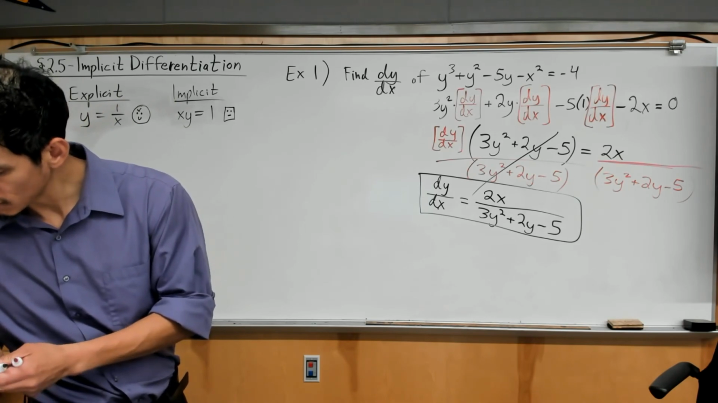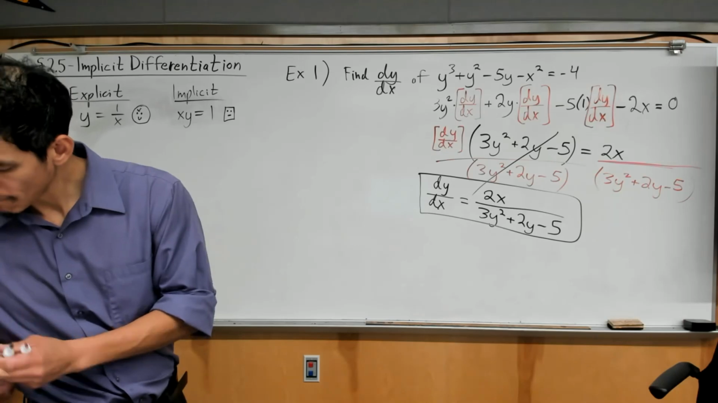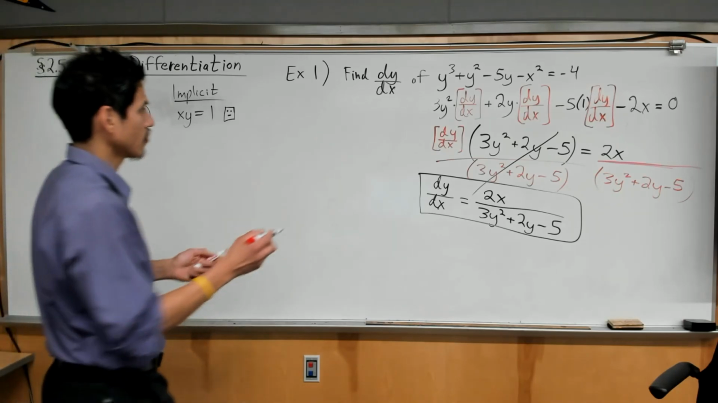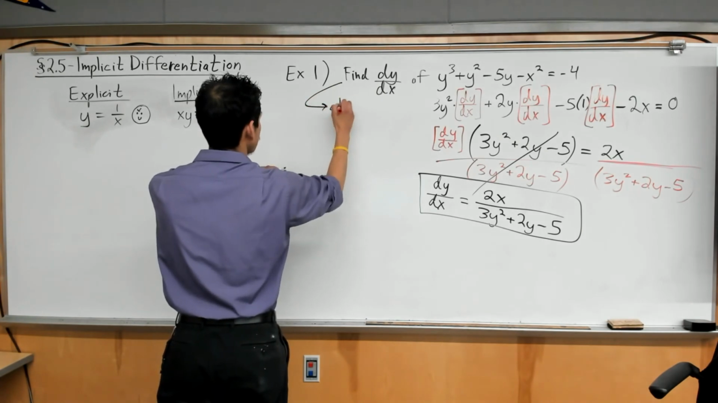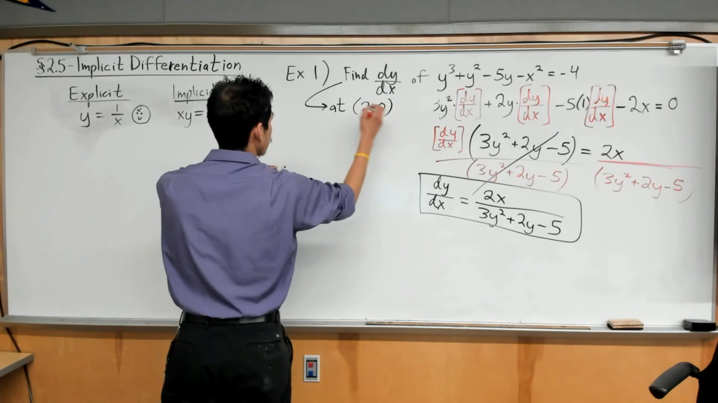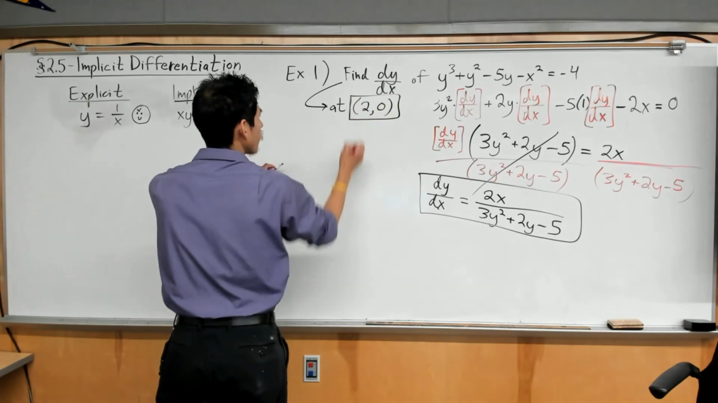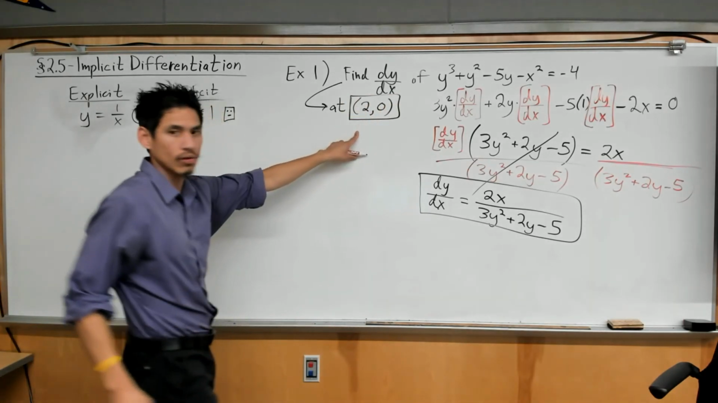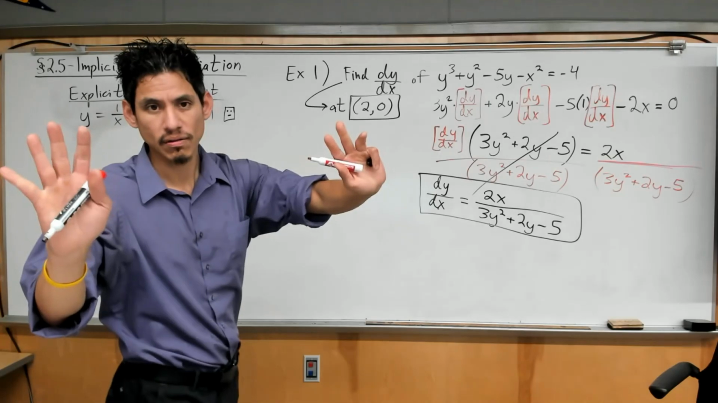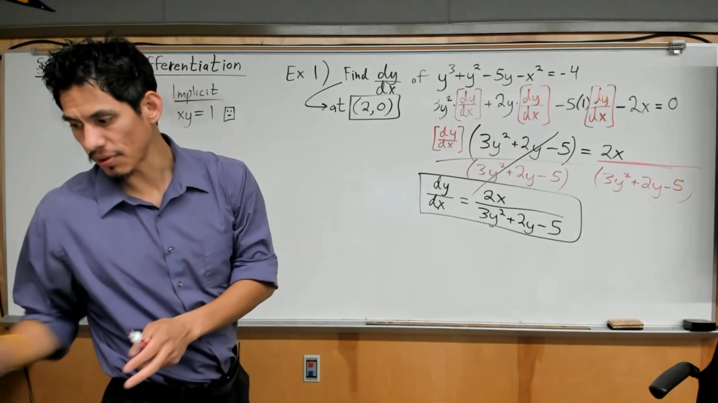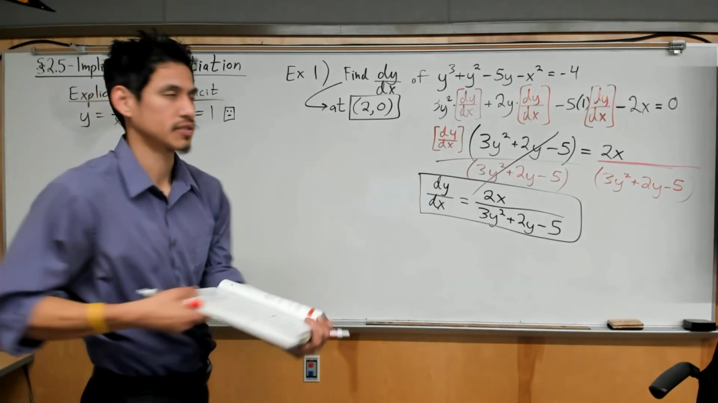So let's find dy dx at 2, 0. Now, I'm gonna show you what this graph looks like. So don't get scared. It's all right, because it's just math.